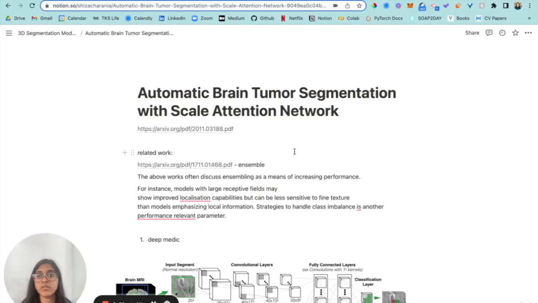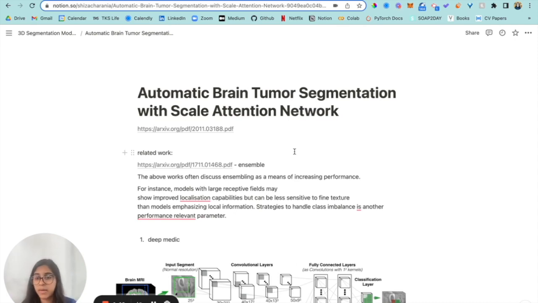The next paper is automatic brain tumor segmentation with scale attention network. I want to start off by going through one of the papers that this paper talked about in the related work section. And that was an ensemble network. An ensemble network essentially is a combination of models. The reason why you have this is to increase the performance, the accuracy of the models.